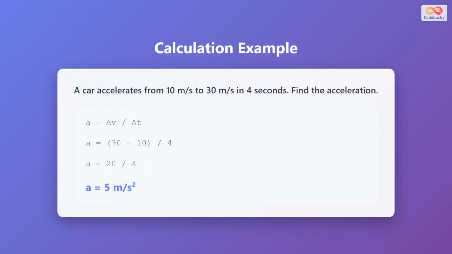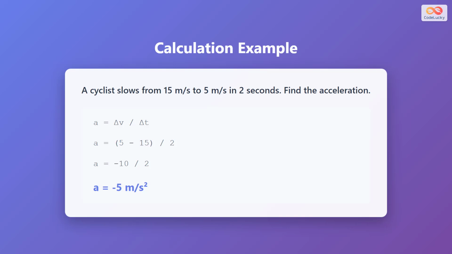Let's work through a calculation example. A car accelerates from 10 meters per second to 30 meters per second in 4 seconds. To find the acceleration, we use the formula A equals delta v divided by delta t. Delta v is 30 minus 10, which equals 20 meters per second. Delta t is 4 seconds, so A equals 20 divided by 4, which gives us 5 meters per second squared.